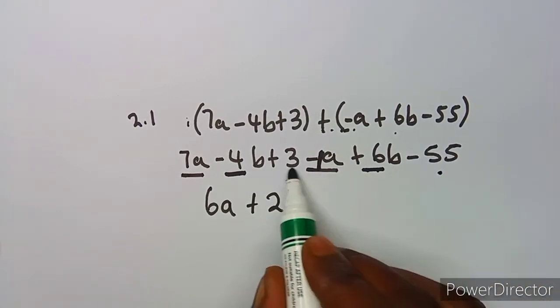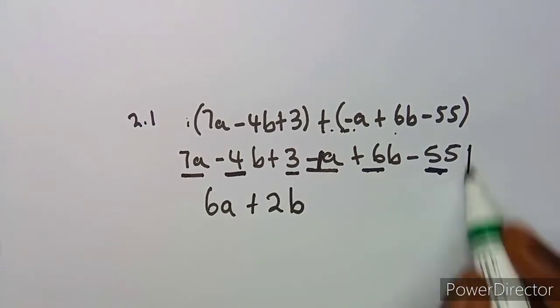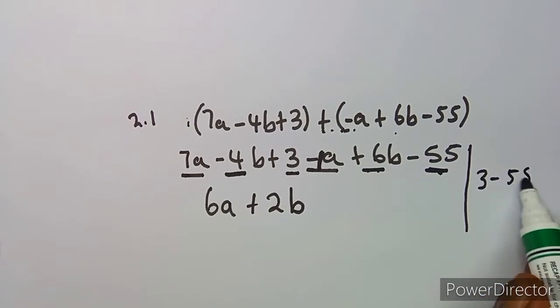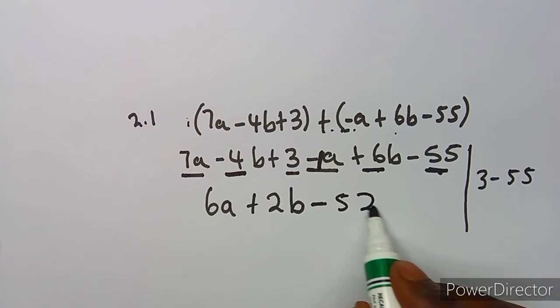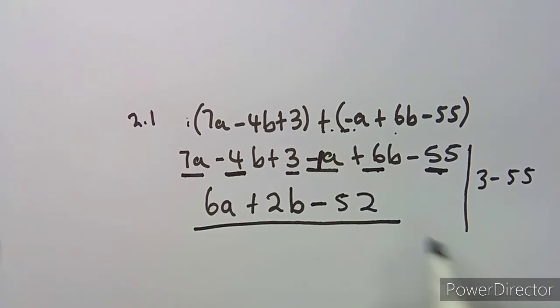3 minus 55, these are the like terms, so 3 minus 55 from your calculator, this is going to give you minus 52. So you're actually doing nothing there, you are just applying your calculator. So it's a principle where you have to rearrange your numbers in a proper way, collect your like terms, but that is the idea that you're having.